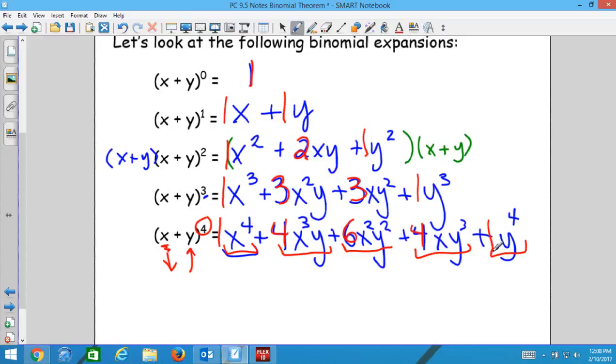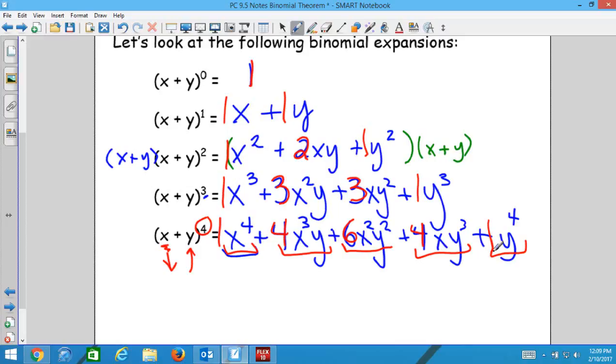There are patterns. What does it always start with? 1. What does it always end with? 1. The second term, with the exception of the first, it's always the exponent that we had. So when I did the 3rd power, that's a 3. When I did the 4th power, that's a 4. It's always the same. The rest of it, we'll go over how to get that.